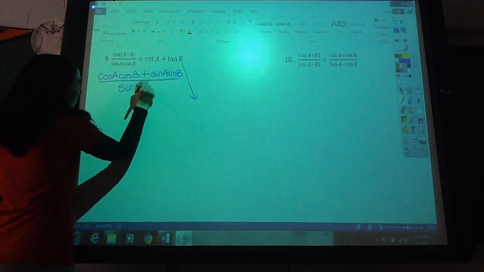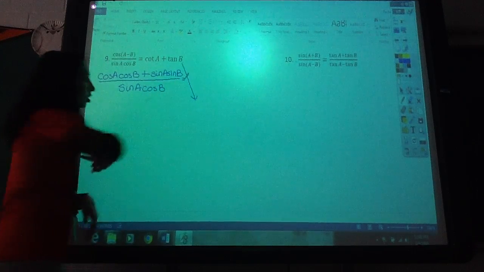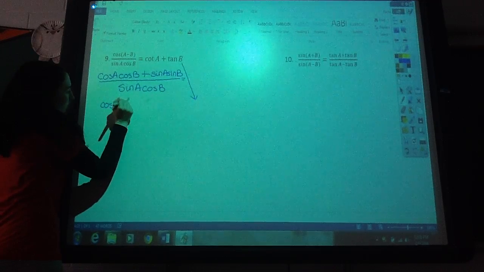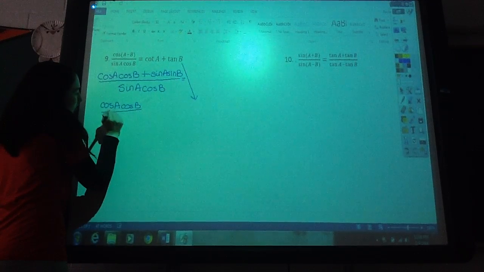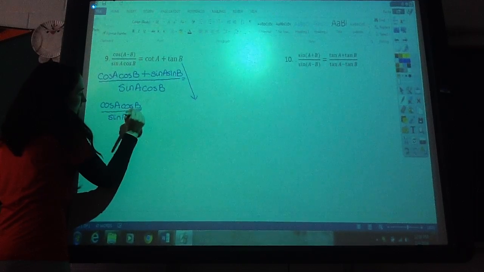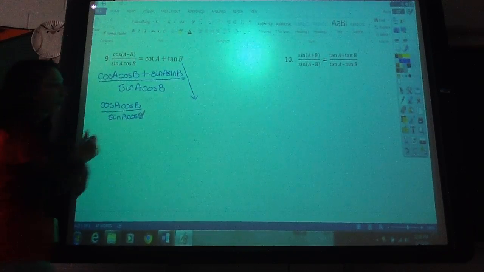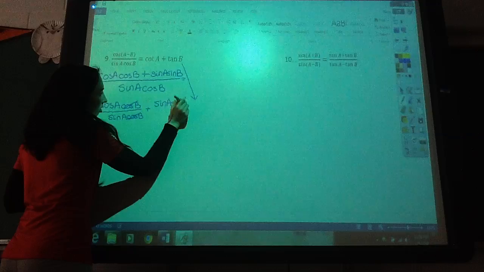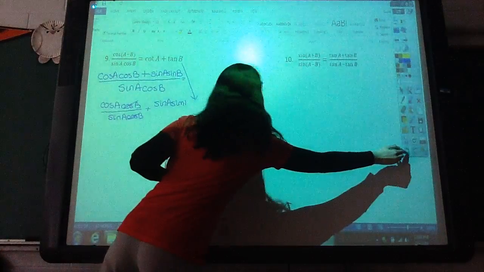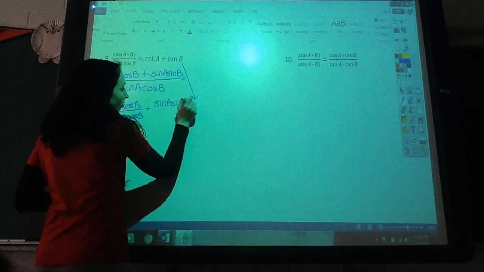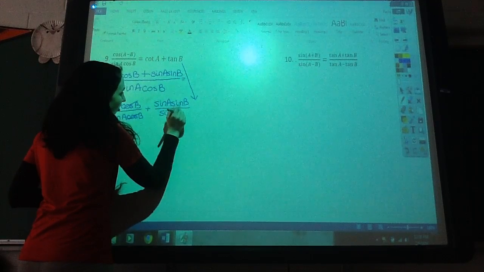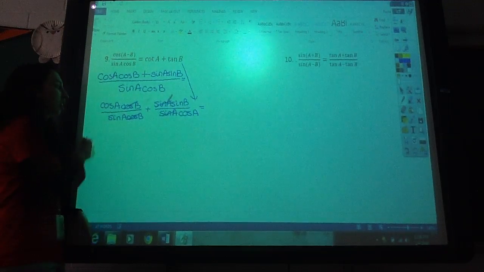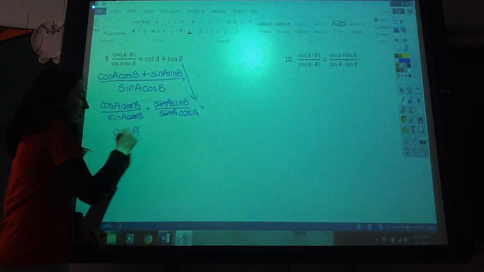All right, so sine A, cosine B goes on the bottom. So what do you think you ought to do? Split it, separate it. So cosine A, cosine B over sine A, cosine B. What's going to cancel? Cosine B. Cosine B's will cancel. And I have sine A, sine B over sine A, cosine B. So the sine A's cancel. I'm left with cosine A over sine A.